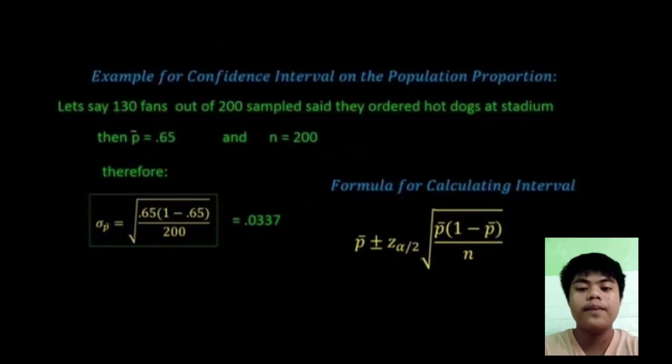Let's say 130 fans out of 200 sampled said they order hot dogs at the stadium. Then the proportion equals 0.65 and n equals 200. Therefore, the standard deviation equals the square root of 0.65 times 1 minus 0.65 over 200, which is equal to 0.0337. Formula for calculating the interval: proportion plus or minus z alpha over 2 times the square root of proportion times 1 minus proportion over n.